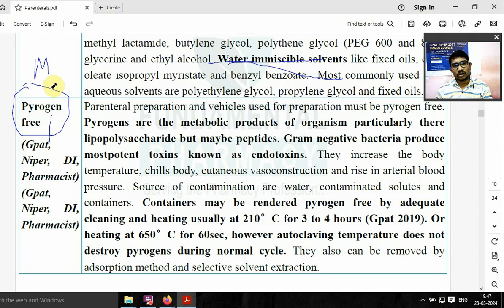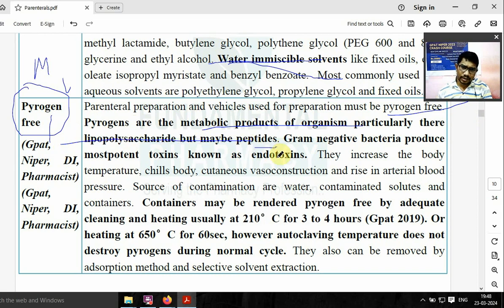Chemically they are lipopolysaccharide. What they do is they interact with the brain and increase the body temperature, right? The increase in fever is known as pyrexia, that's why they are known as pyrogens. Now the parenteral preparation or vehicle must be pyrogen free, and pyrogens are the metabolic product of organisms, particularly lipopolysaccharide, and maybe sometimes peptides can also be there.